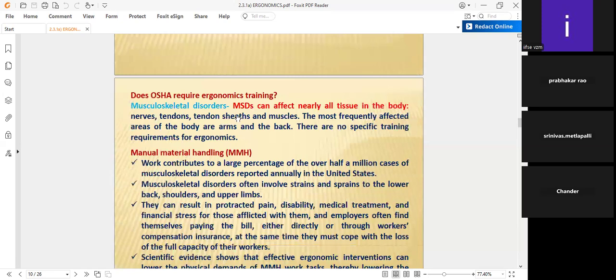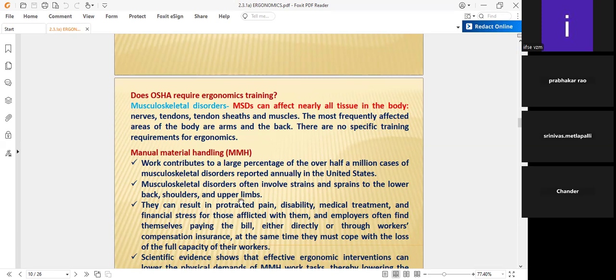OSHA requirement. Musculoskeletal disorders are very, very important as per the OSHA training requirement. During the training, you have to tell about MSDs, that means musculoskeletal disorders, to those who are involved in manually carrying loads. They have to inform the people in such a way: Babu, this is a very dangerous position. We have to see all the postures very carefully as per the training. You have to carry like this. Every time they have to encourage it.